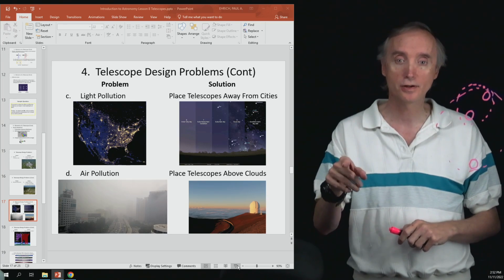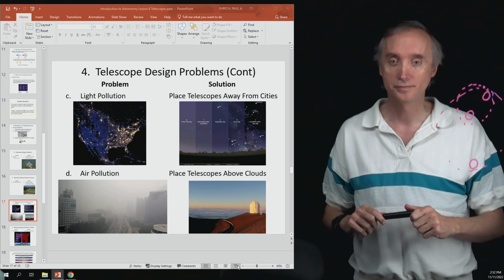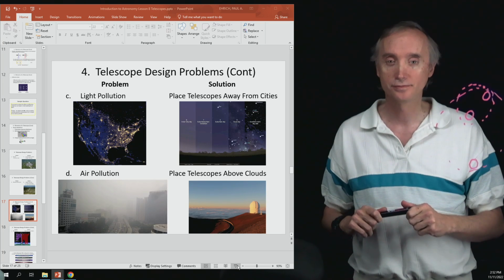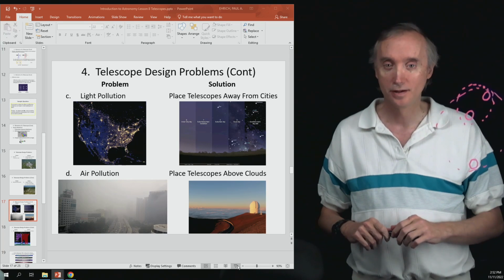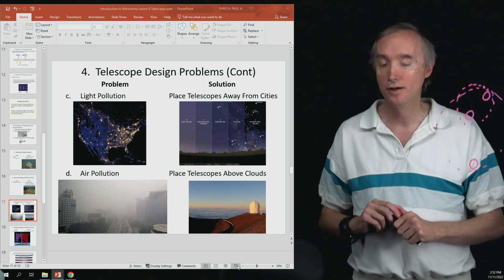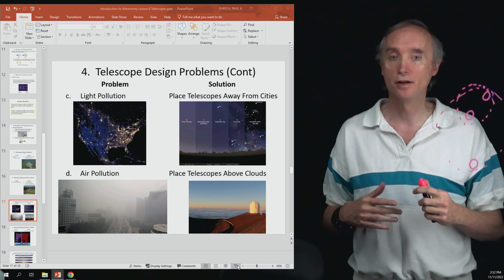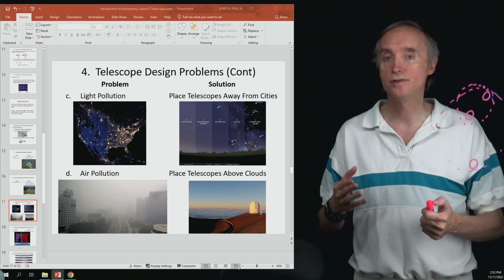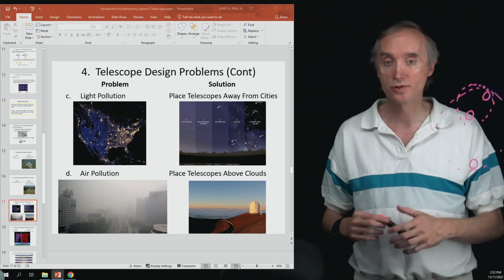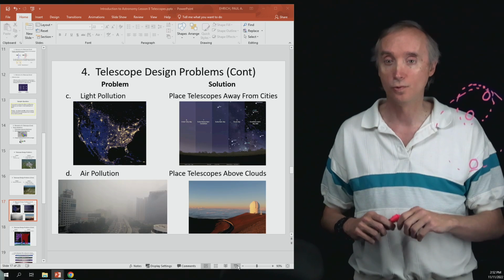Another thing, though, is air pollution. So look at that picture there. What city is that? It's not in the United States. It's in China. That's Beijing. And so that is a bad day in Beijing because they have so many coal-fired power plants. They have a lot of pollution, and so you can see that that air pollution would obscure your vision of the stars.